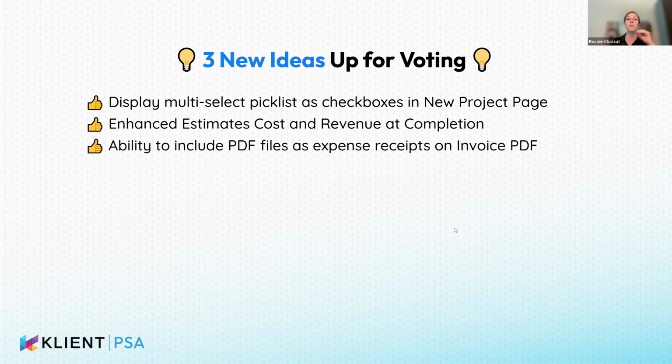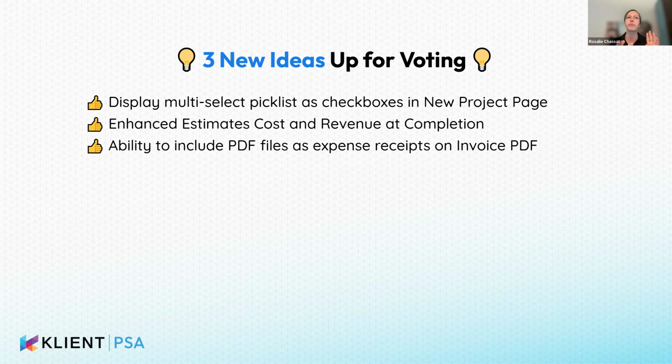And then because we are removing 3 from the ideas because they're being developed, we've added 3 new ideas for voting. First one, display multi-select pick list as checklist, checkbox in the new project page. So this is when you're creating a project. And these are ideas, they're not developed yet, they're up for voting. So if any of these 3 are interesting to you, then next step is voting for them. So this is when you're creating new projects, just making the whole process of selecting your different options easier.